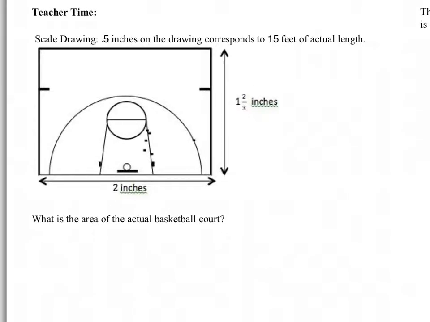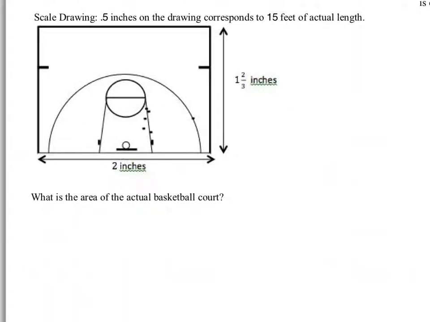So looking at this, we have a scale drawing. We're told that 0.5 inches corresponds to 15 feet of actual length. And we want to know what is the area of the basketball court. This may be like thinking about how much concrete we need to lay, or blacktop space, or whatever we need for this particular court. So we're going to start by finding the actual dimensions of the basketball court.